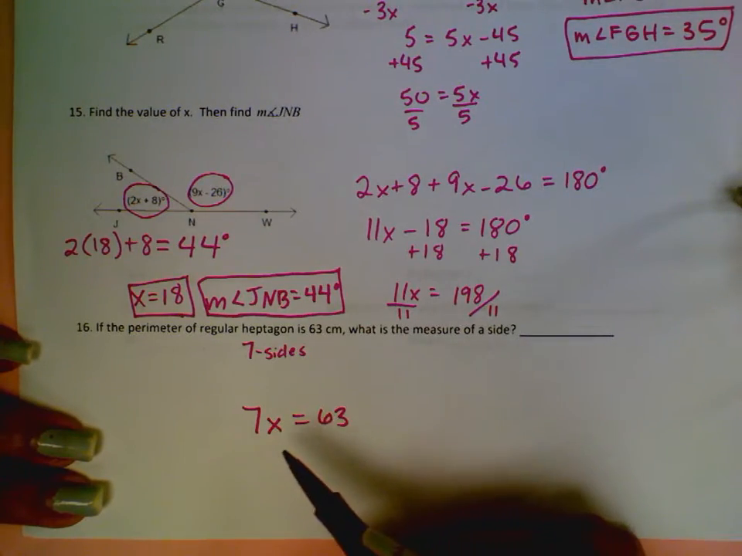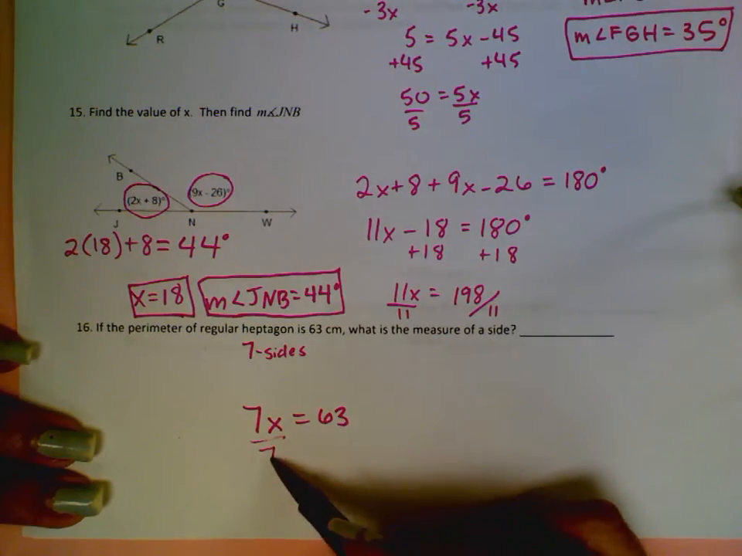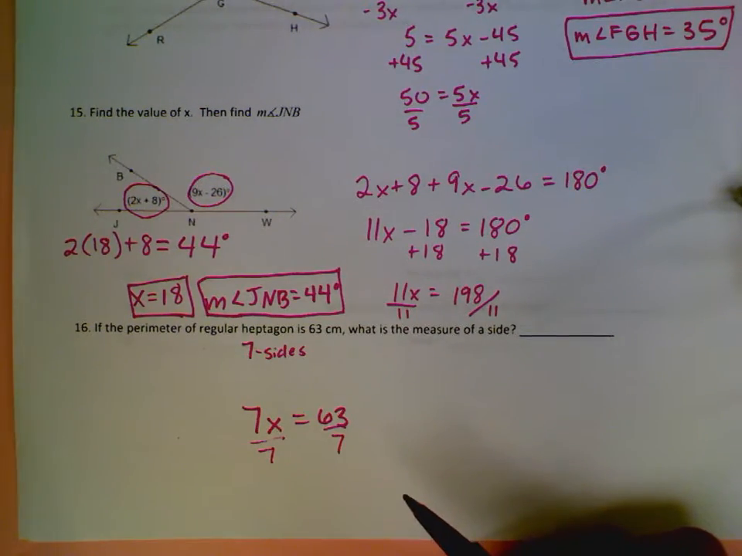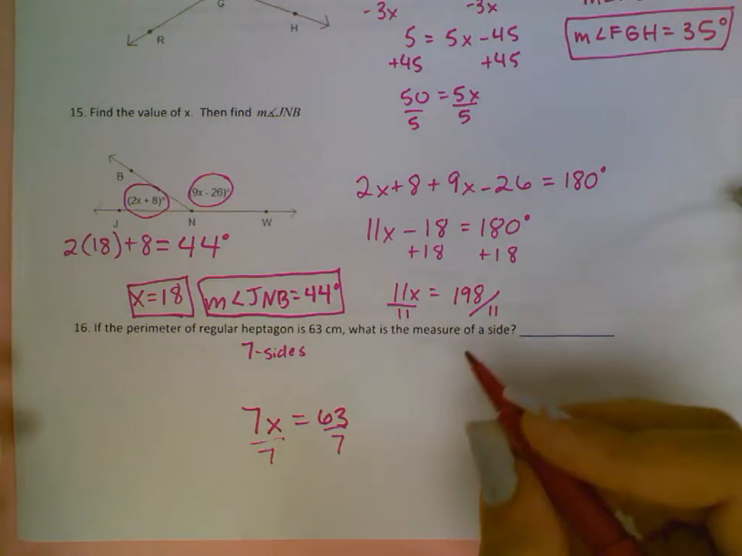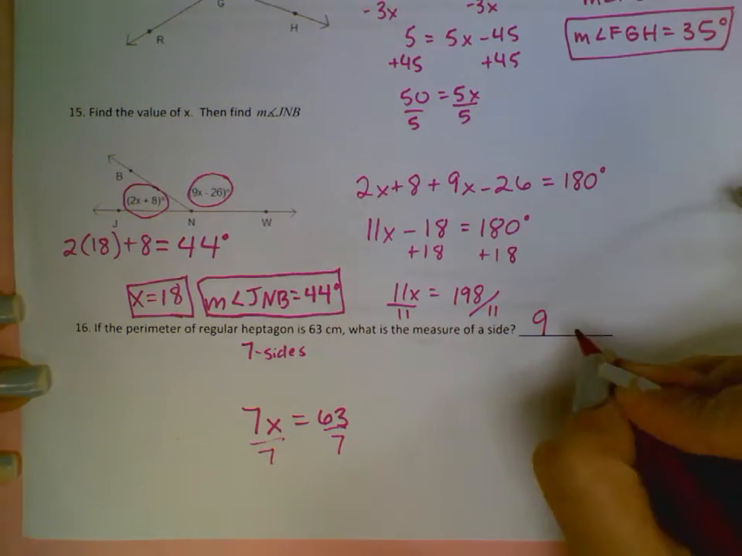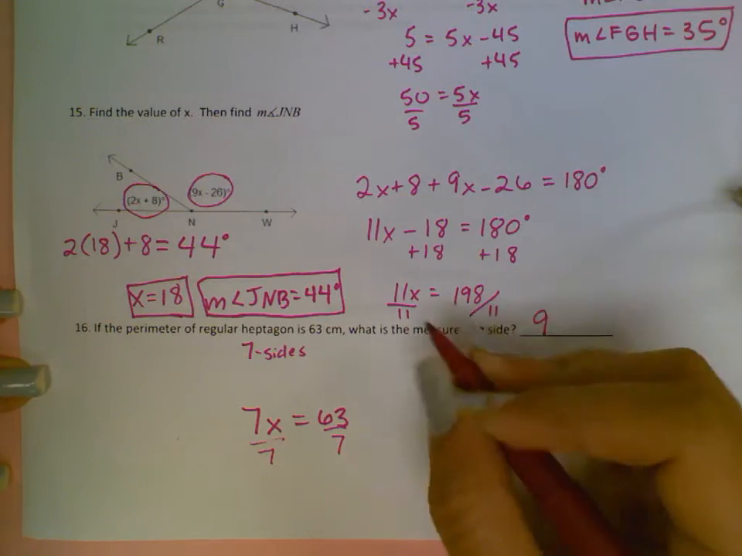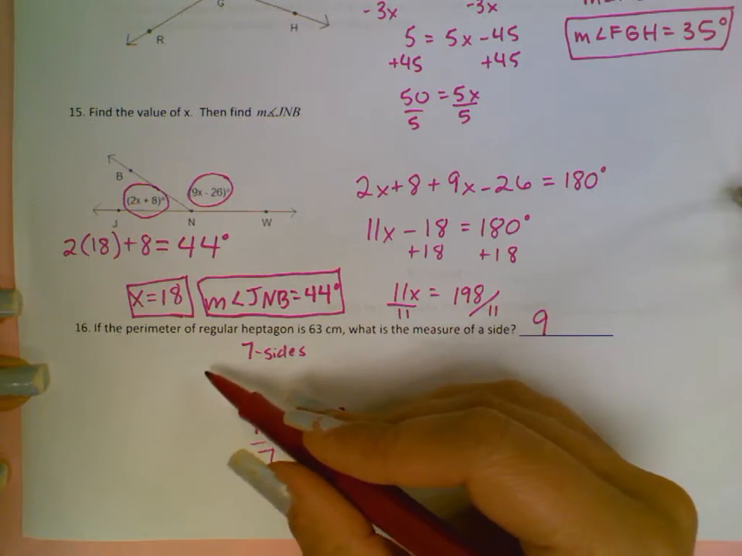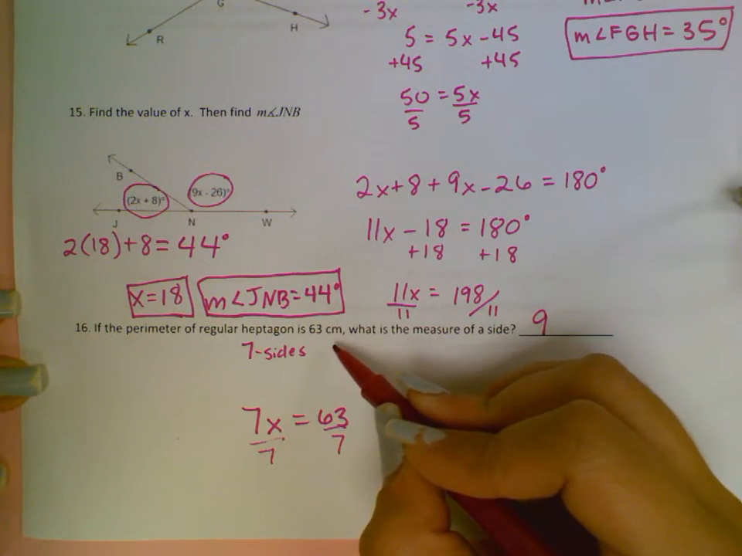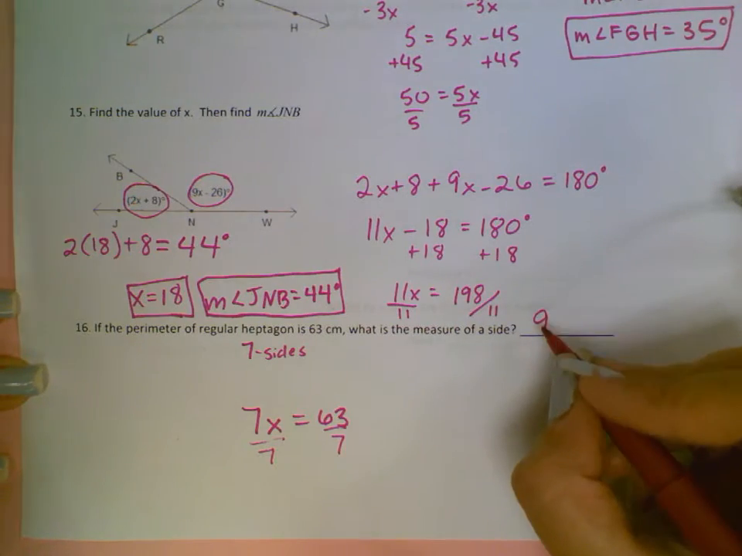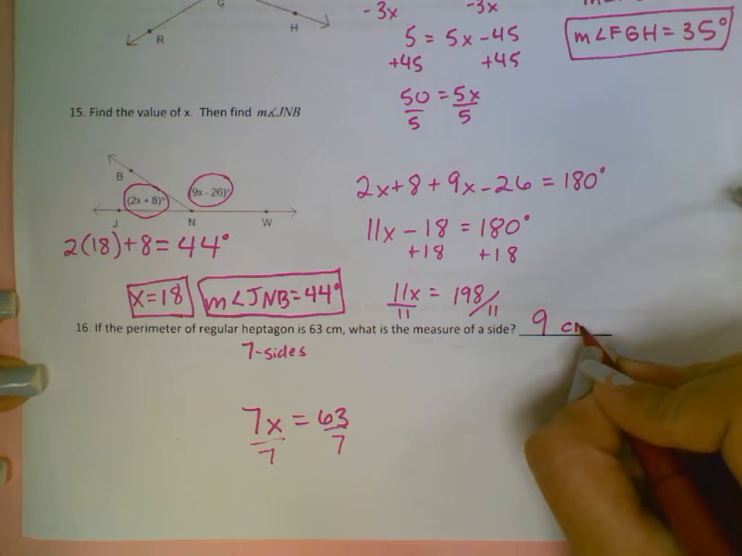So I could divide both sides by 7. And if I do 63 divided by 7, I get 9. But 9 is not an appropriate answer by itself, because it tells me that the heptagon's perimeter is 63 centimeters. So the measure of one side is 9 centimeters.